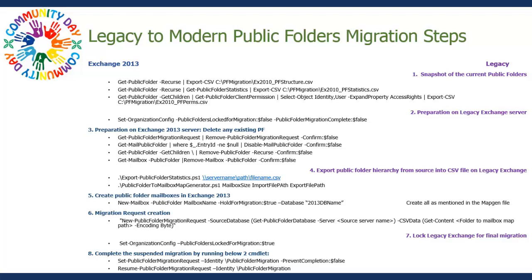Then you have to complete the suspended migration by running two commands. The first command is again removing the completion setting. If you remember, there were two settings we did, public folder migration complete and the public folder lock for migrations. We have already locked it in the previous command. Now we are issuing the command which will let the migration continue and not stop at 95%. Set-PublicFolderMigrationRequest with the identity of the public folder migration and PreventCompletion set to false. So it will complete the migration.